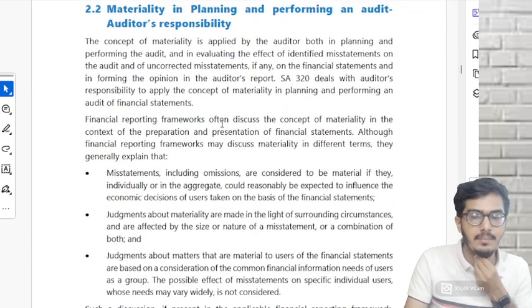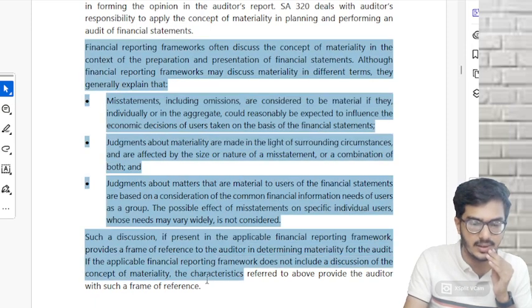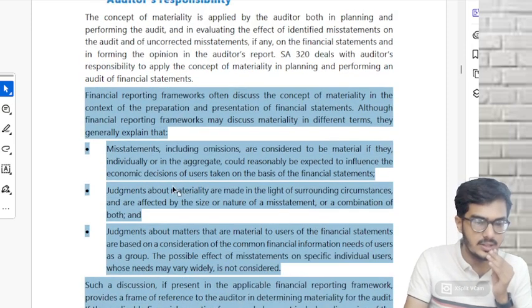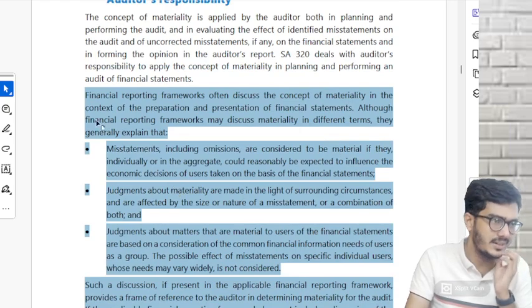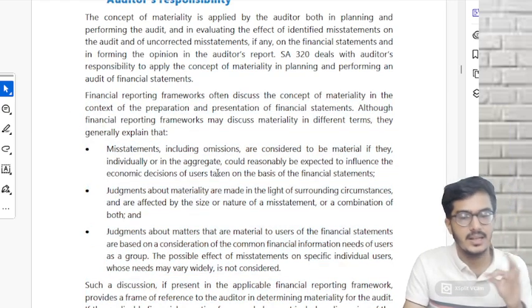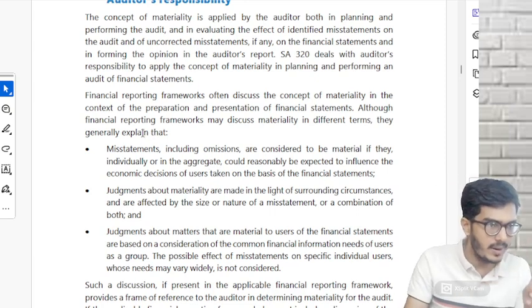Then comes materiality in planning and performing the audit, the auditor's responsibility. What you're supposed to mark? You're supposed to mark only this thing. I guess in my class you marked the same. Correct? What are these three things? Think. I'll explain you one by one.